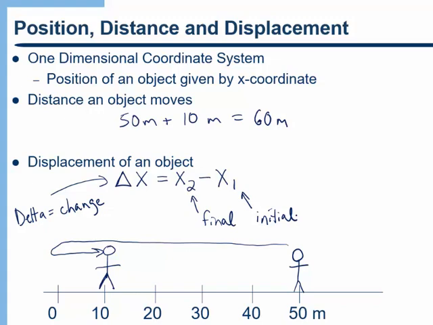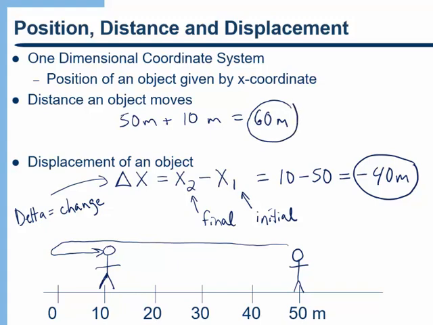You'll notice that if we calculate this for the example, our final position is 10, our initial position is 50. So 10 minus 50 is negative 40 meters. Notice that the displacement is very different from the distance that the object traveled. The other important thing to notice here is that distance is an example of what we call a scalar, whereas displacement is an example of what we call a vector. And I'll talk more about that in just a second.